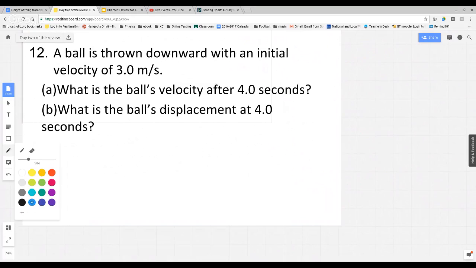V initial or V naught is not 0. It's 3. But it's down, so it's negative -3. So when you see the quiz in the future, they're going to give you something that is thrown down. The velocity is going to be negative because it's going down.